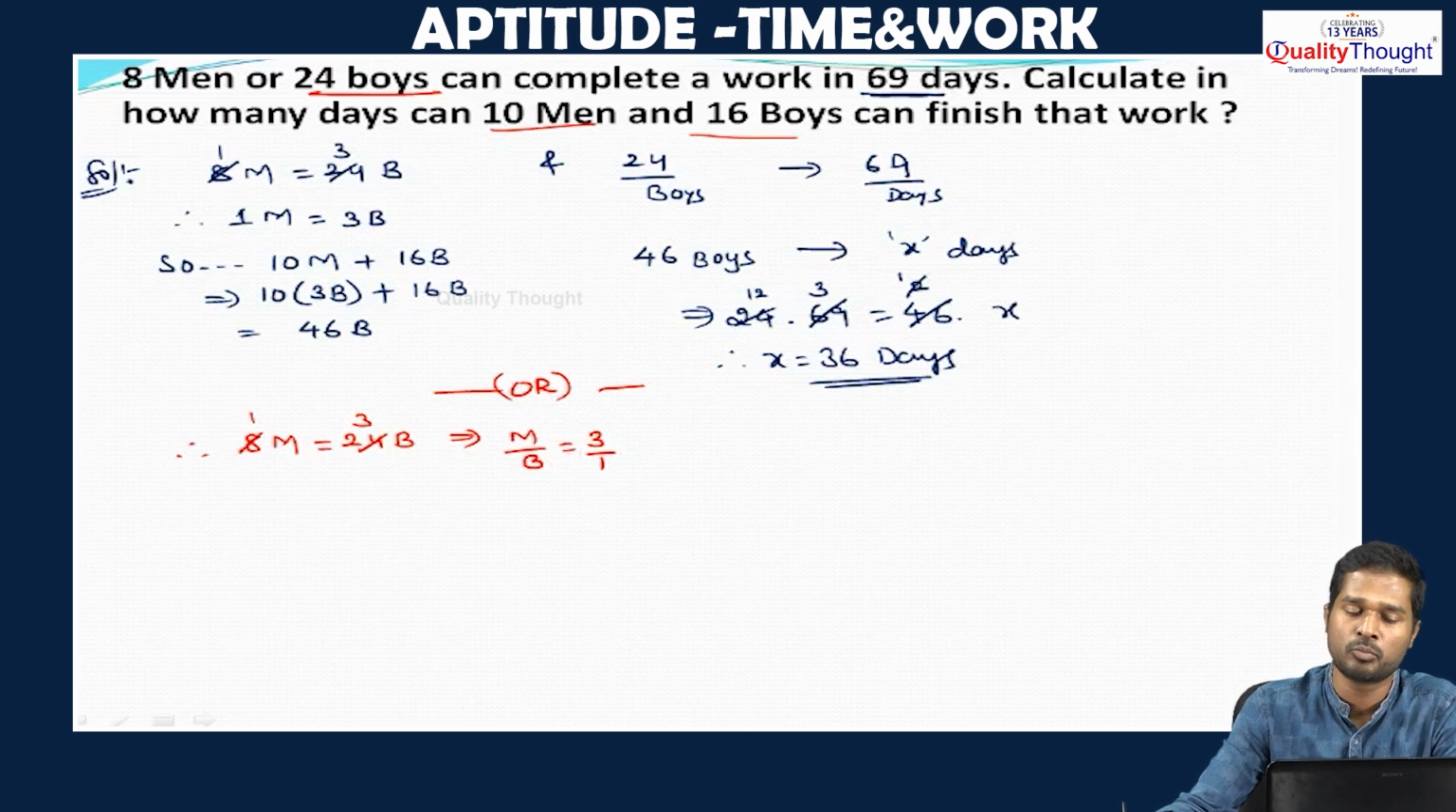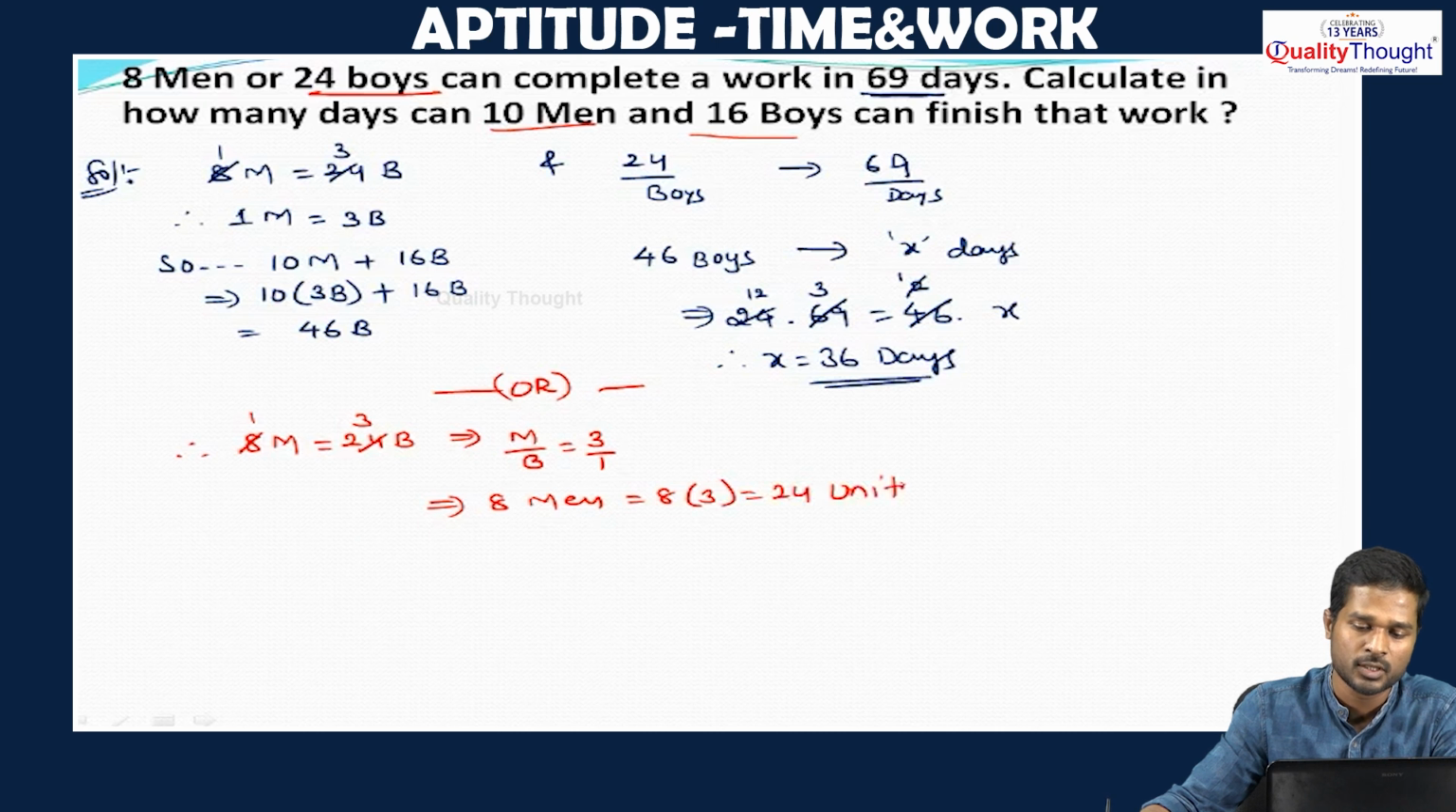8 men or 24 boys can complete a work in 69 days. See here, 8 men. 8 men means 8 into 3, which is 24 units of the work. 24 units of the work is done in how many days? 69 days.